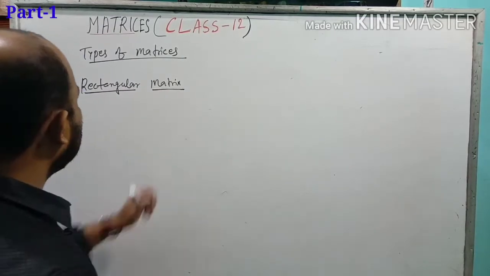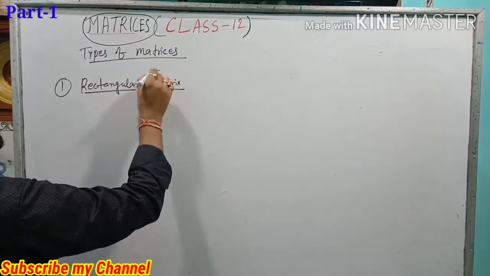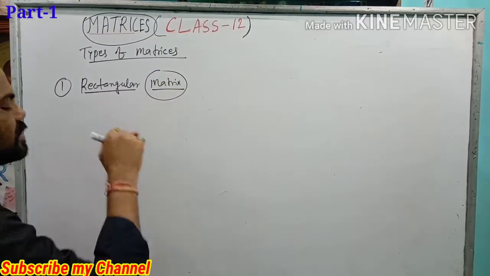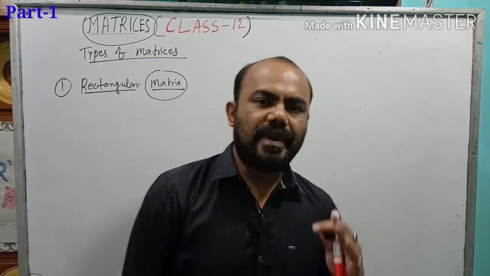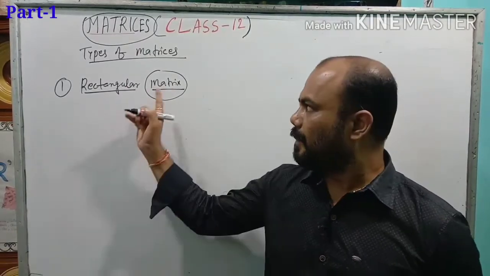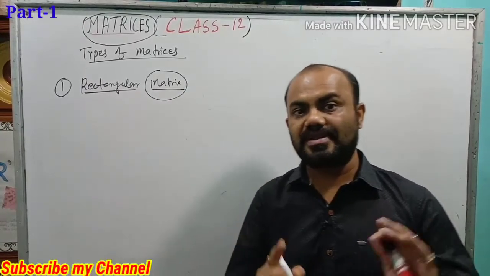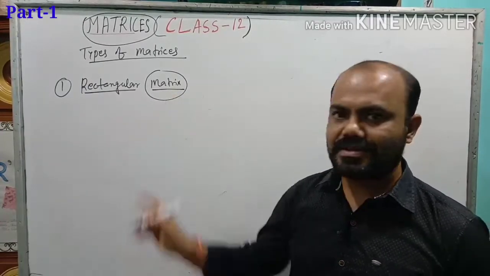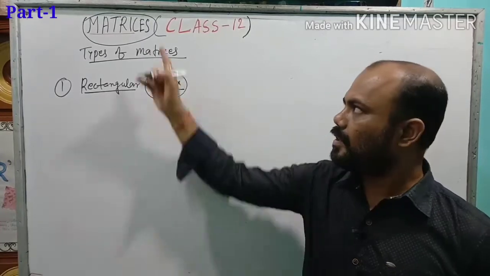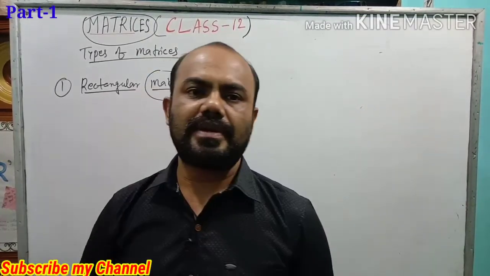Here is another simple thing. See, the chapter name is written as matrices. Here I am writing a rectangular matrix. What is the difference between the two? Matrices is the plural form of matrix. Is that clear? Matrix means singular. Whenever you are mentioning one matrix, you write matrix, and whenever it is plural, we write matrices. So what is a rectangular matrix?